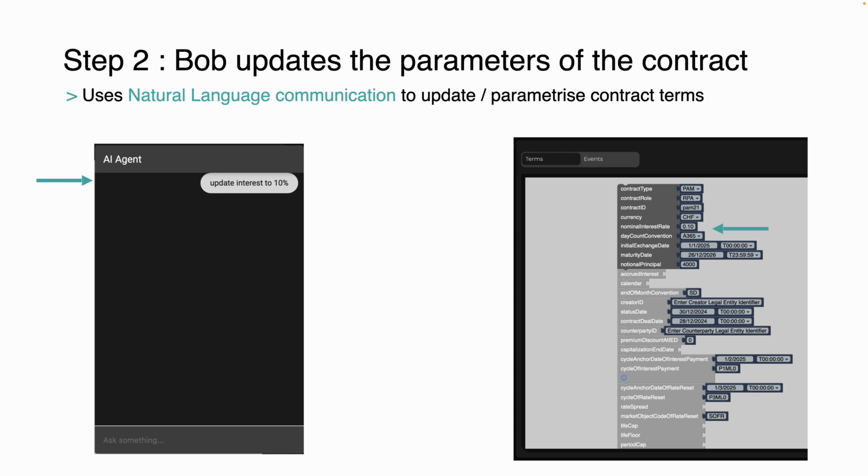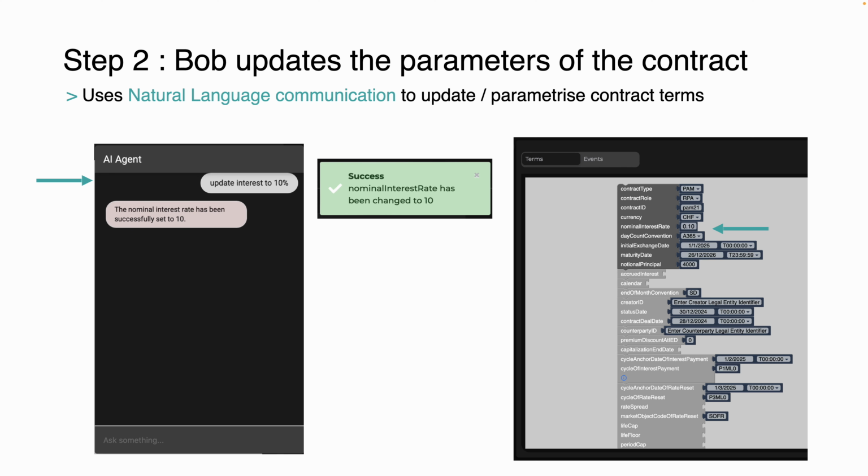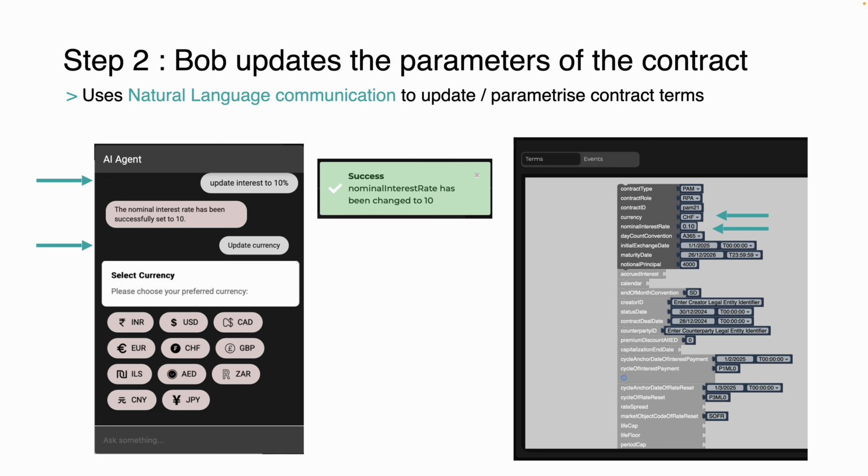He types, "Update interest to 10%." The system instantly updates the nominal interest rate in the block visualization. He then types, "Change currency to CHF." A list of available currencies appears. Bob selects CHF and the contract updates automatically. This is how the AI bot learns to perform updates, making contract updates simple and intuitive.